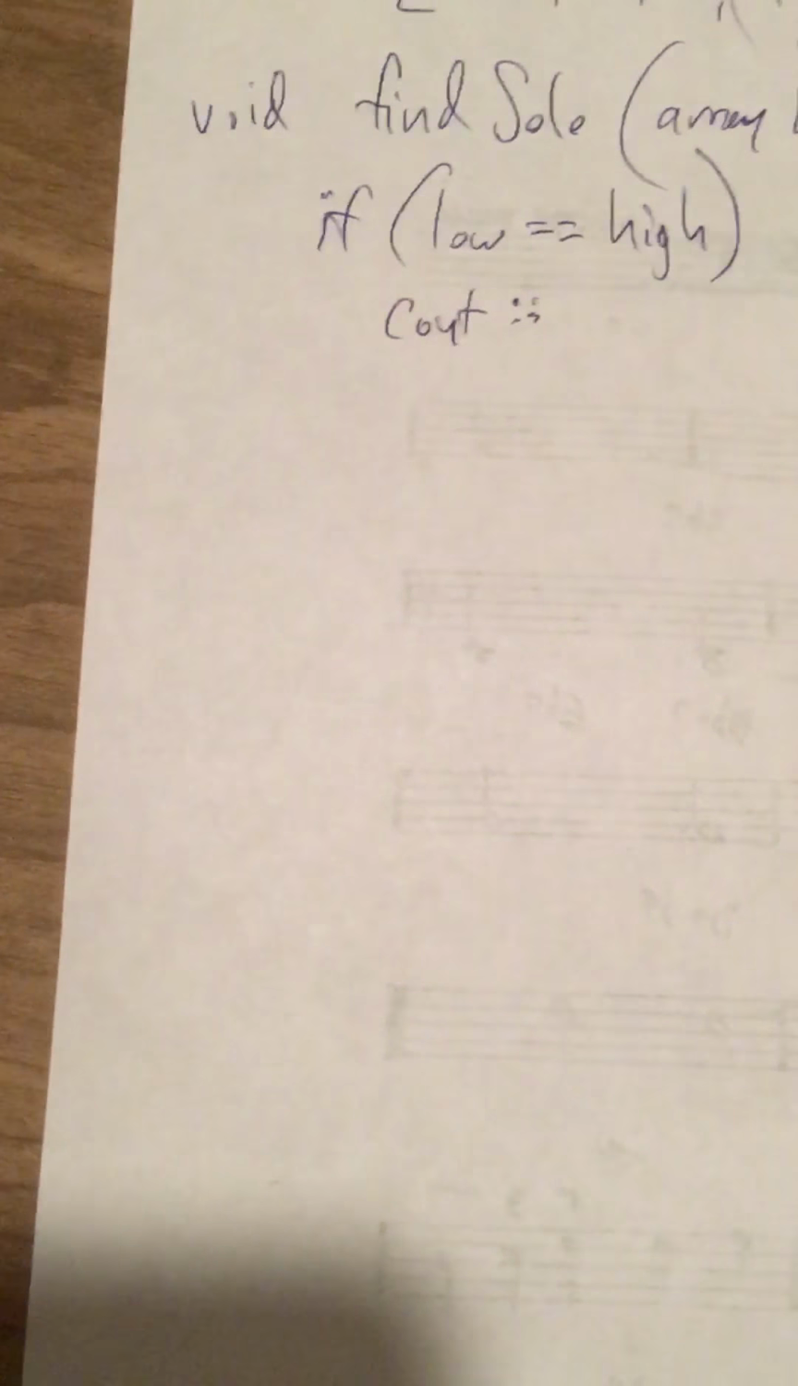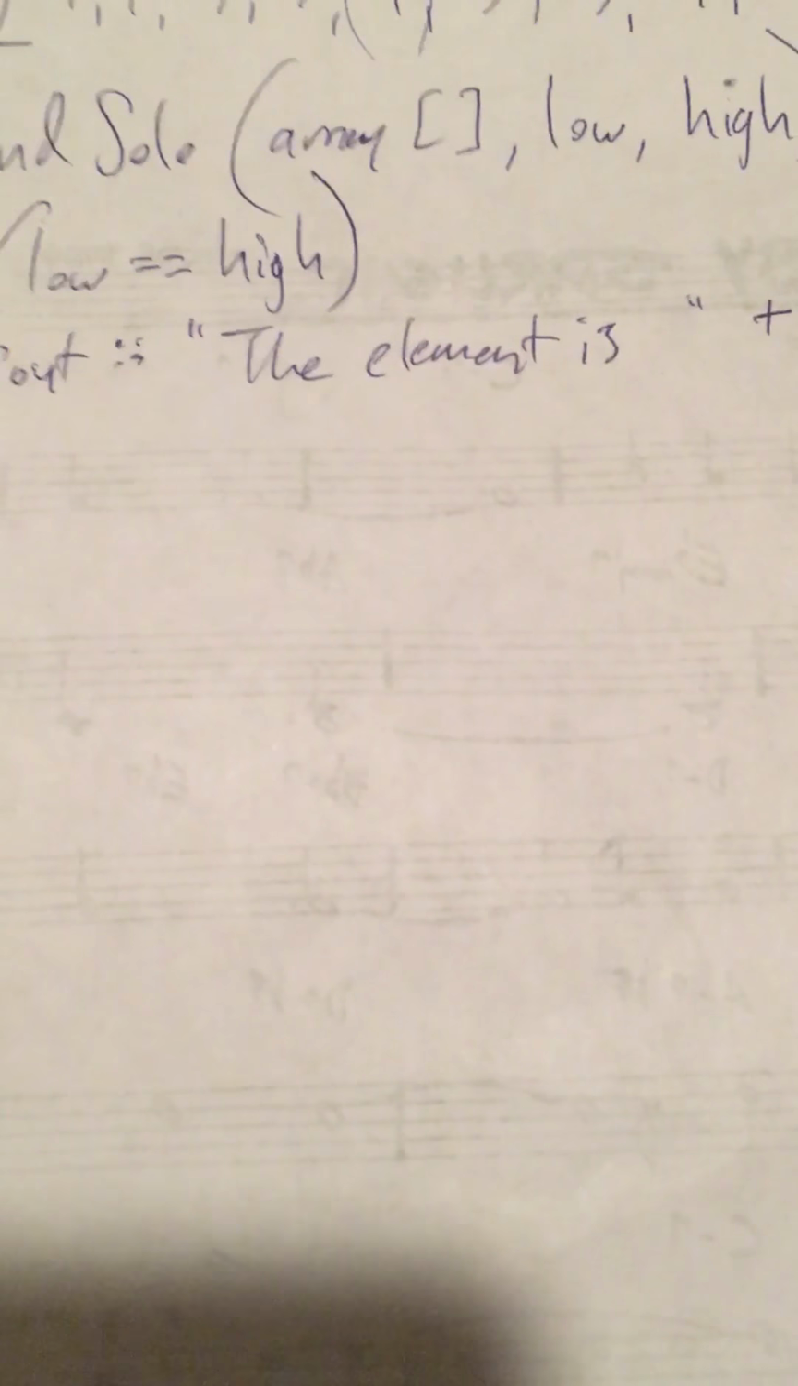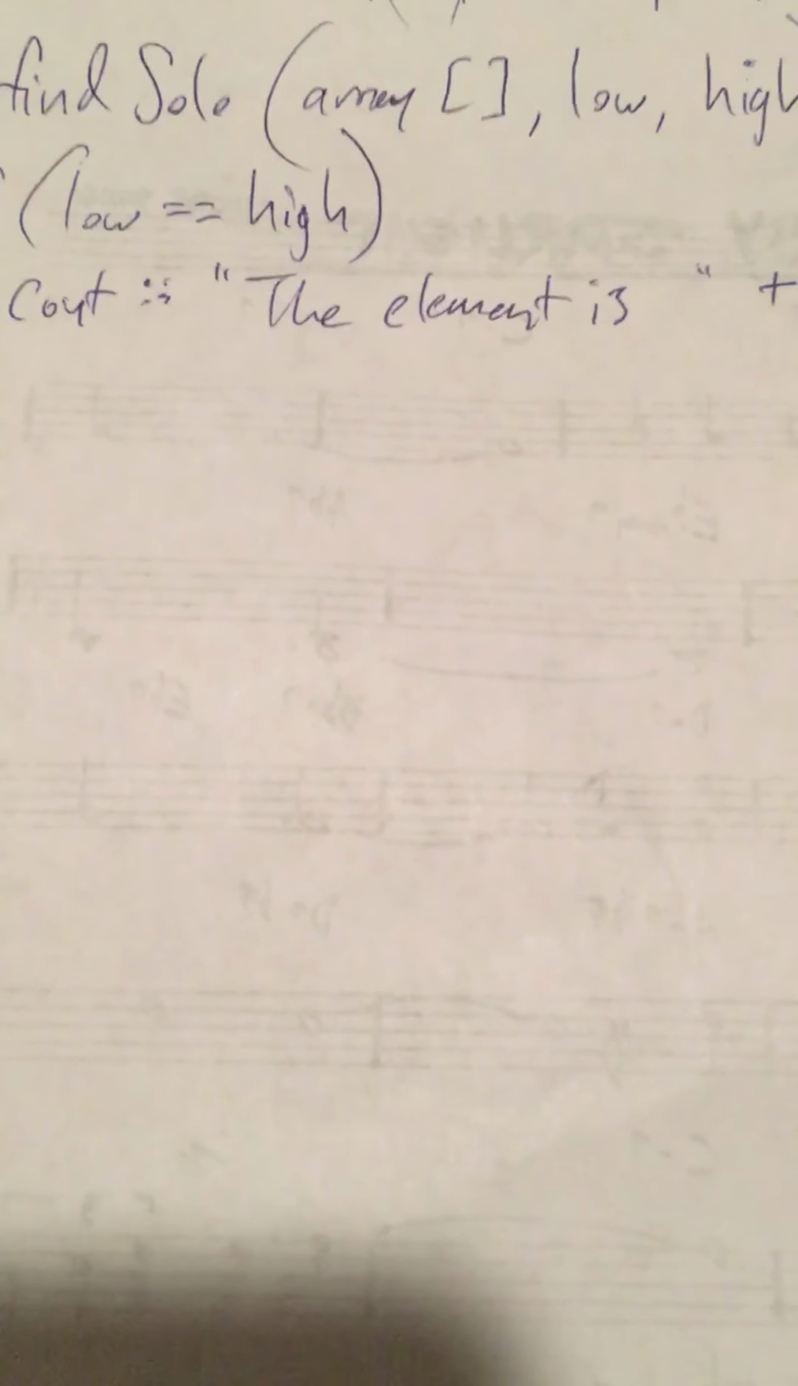So we can start it out, we can say if low equals high, print or cout or whatever language, the element is, and you could say low or high, I guess it wouldn't matter here. I'm going to leave off the semicolons because they look like J's when I write them. So that would be like our thing that tells us we're done.